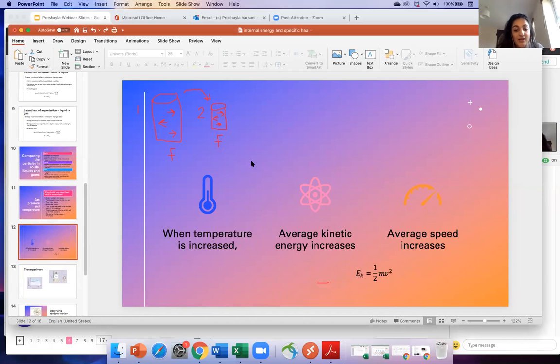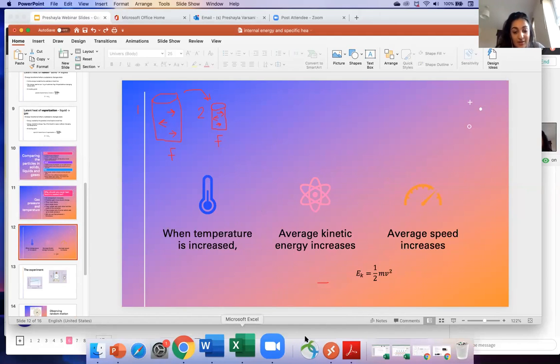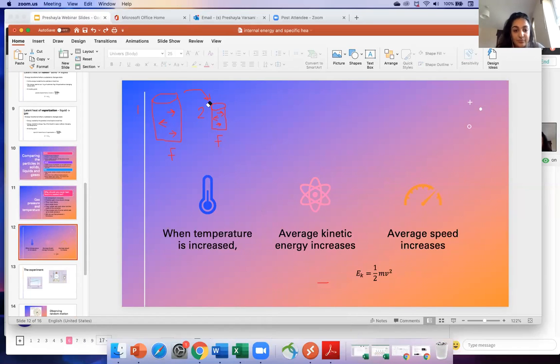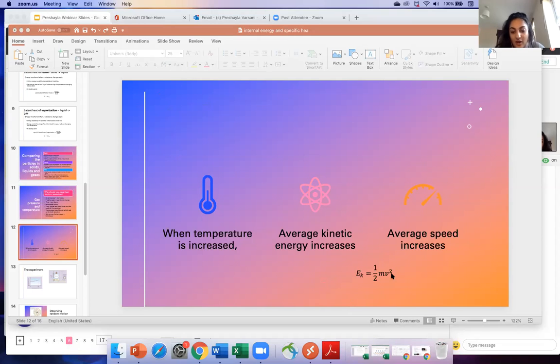So to summarize, when temperature is increased, kinetic energy is increased and speed is increased. This then has a knock-on effect of the collisions and therefore pressure. And I've put the kinetic energy equation here to help you see that if kinetic energy goes up, speed must also go up. They are completely proportional to each other.